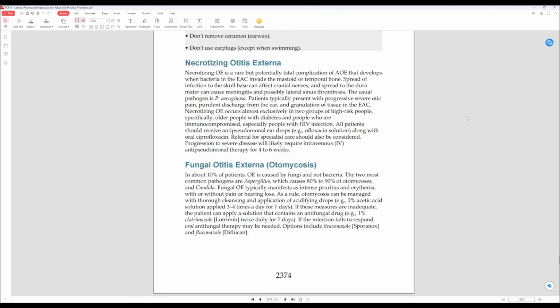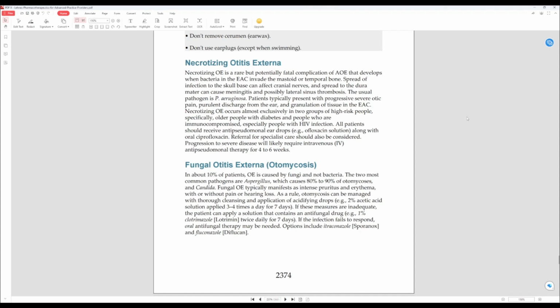So that brings us to our next section, necrotizing otitis externa. Necrotizing OE is a rare but potentially fatal complication of AOE that develops when bacteria in the EAC invade the mastoid or temporal bone. Spread of the infection to the skull base can affect cranial nerves and spread to the dura mater, which can cause meningitis and possible lateral sinus thrombosis. The usual pathogen is P. aeruginosa.